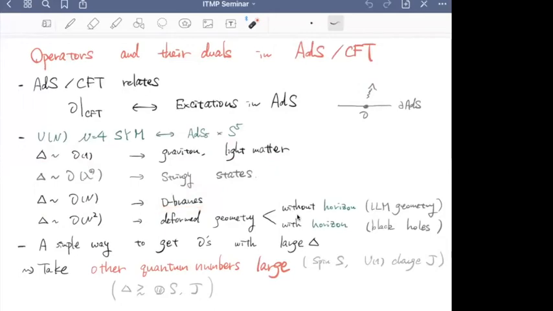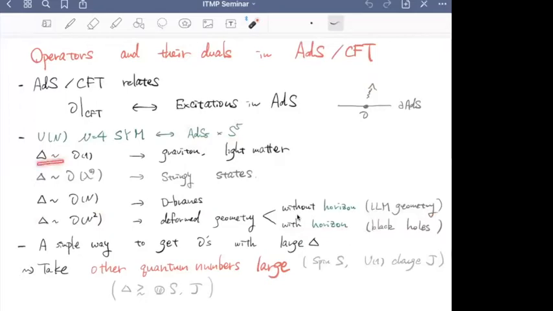Finally, if you consider operators with dimension of order N squared, those operators are heavy enough to deform the geometry, so the dual spacetime is no longer AdS5 times S5. The typical dual geometry of such heavy operators is, as we know, a black hole, which comes with a horizon. But there are also some other geometries which don't come with a horizon. The famous example is what's called the LLM geometry, studied by Lin, Lunin and Maldacena, which is known to be dual to a heavy half-BPS operator in N=4 super Yang-Mills.